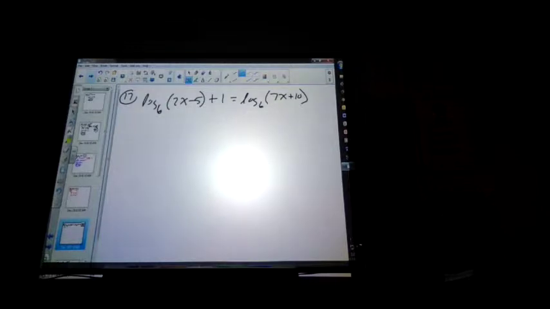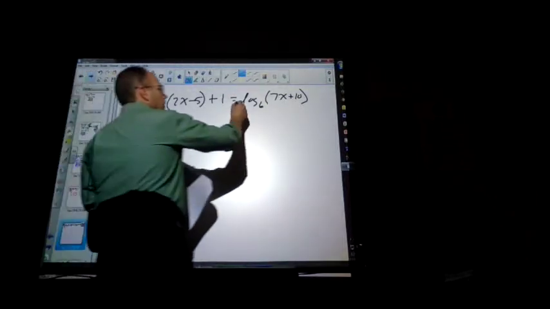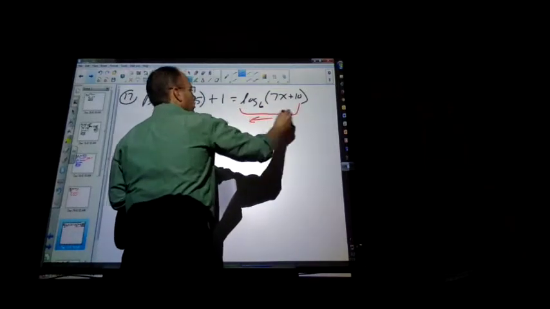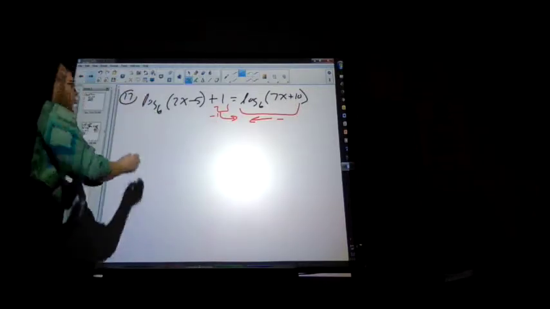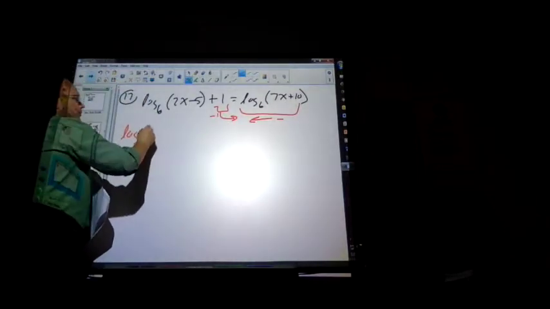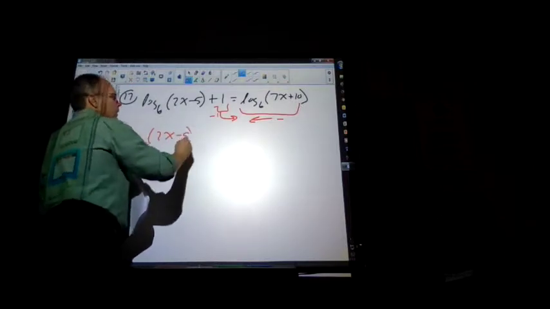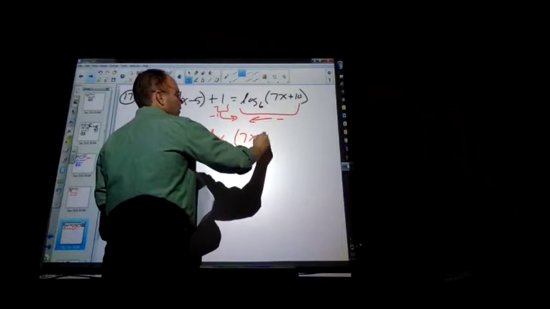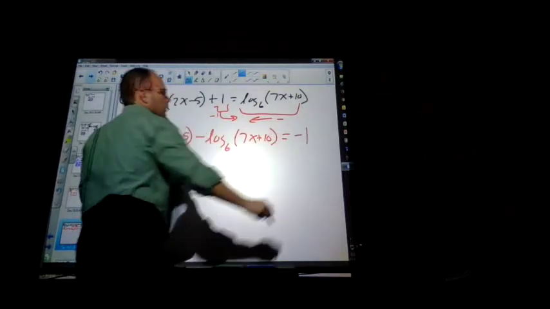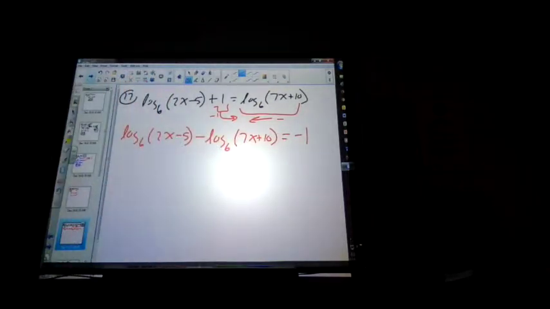It's going to have something to do with condensing, but if I condense, I have to move something over to one side and something over to the other side. You can make 1 into log base 6 of 6. So I'm going to move this over there by subtracting it, and I'm going to move this over here by subtracting it. So I'm going to get this. Is that okay so far? Don't fall asleep.